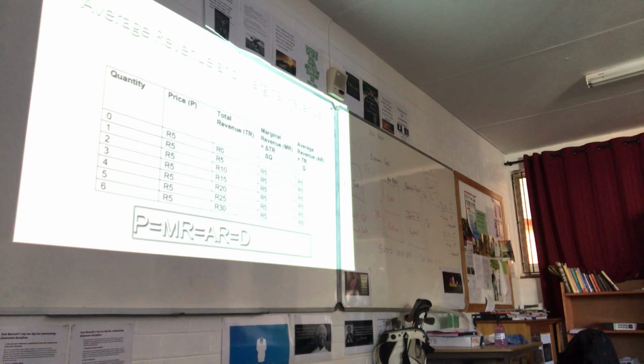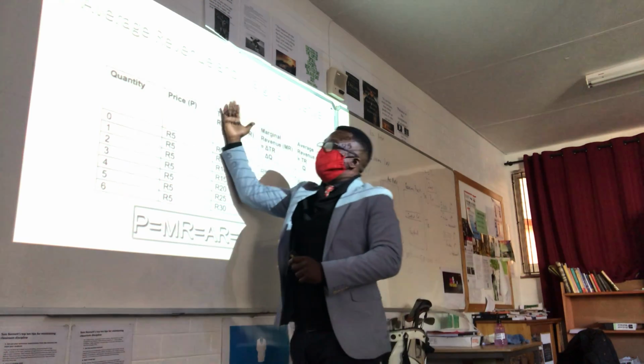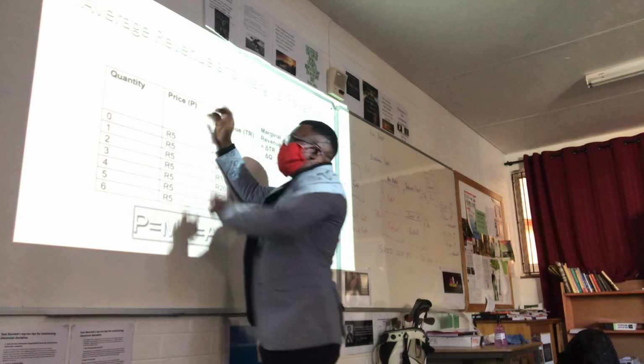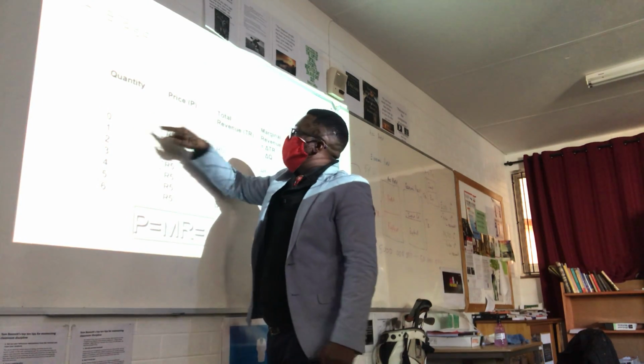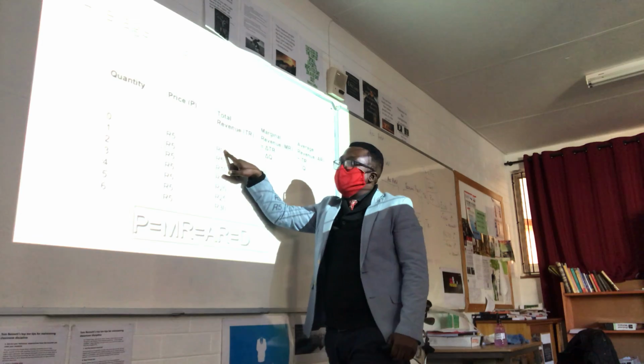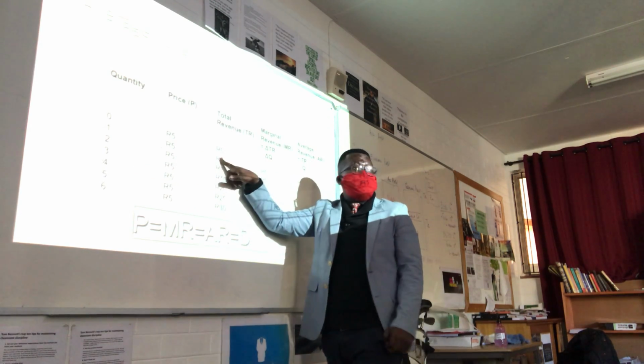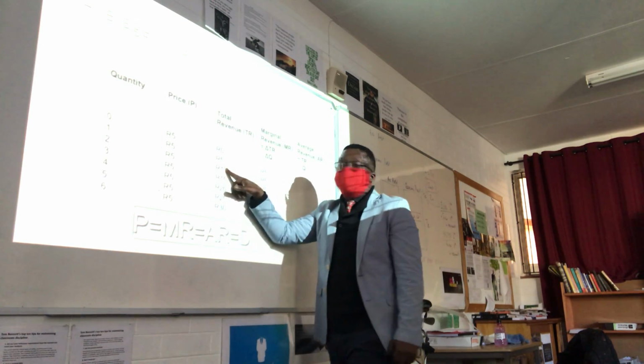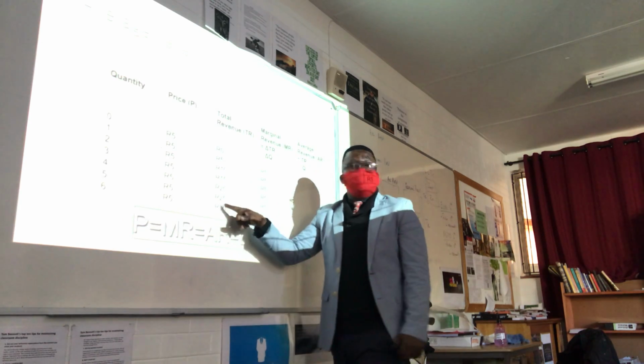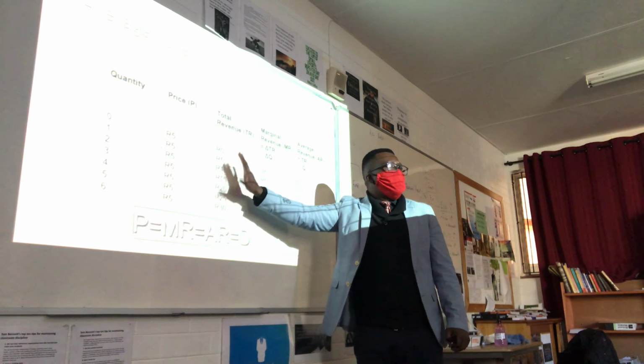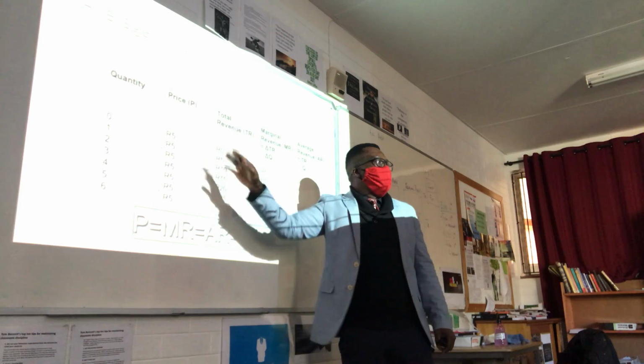Now, are we all on the same page? It is literally your quantity times your price. 0 times 5 is 0. 1 times 5 is 5. 2 times 5 is 10. 6 times 5 is 30. Are we happy here, gents? It's simple enough: quantity times price.